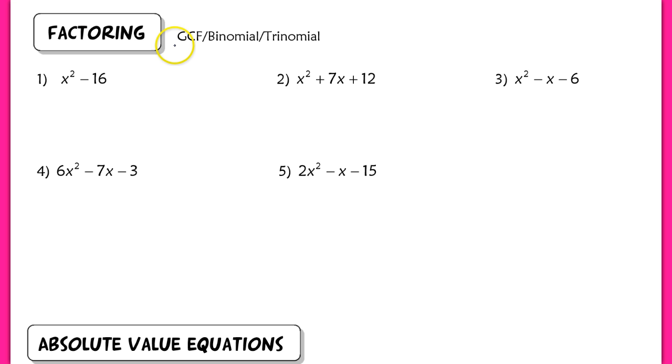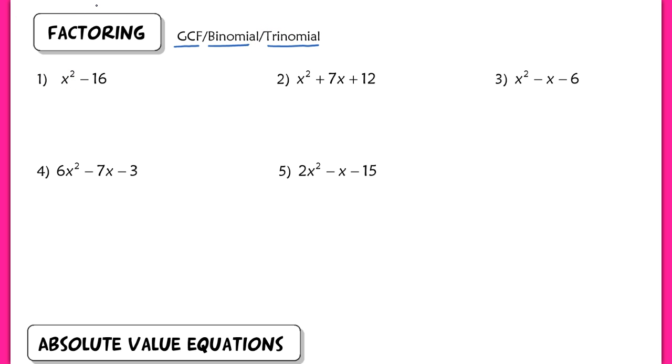Remember yesterday we did some factoring with the GCF, the greatest common factor. We are still going to look for the greatest common factor whenever we are asked to factor something, but today we're going to extend now to factoring binomials and trinomials. Remember, a binomial is an expression with two terms, and a trinomial would be an expression with three terms. So in problem number 1, we're looking at a binomial.